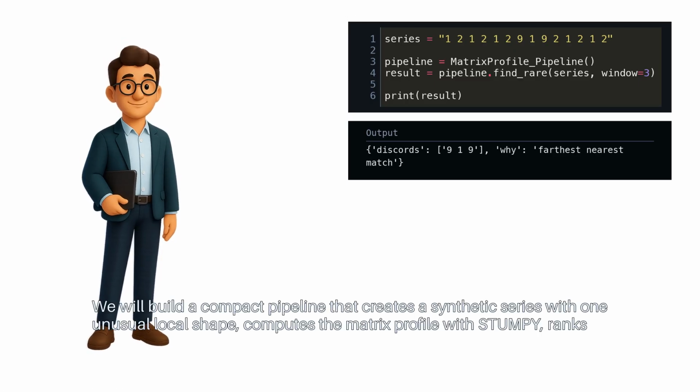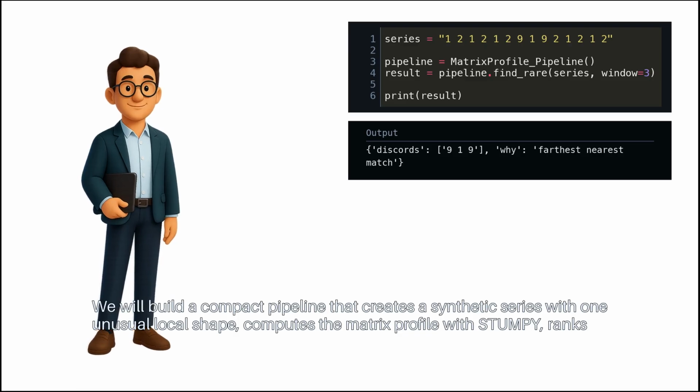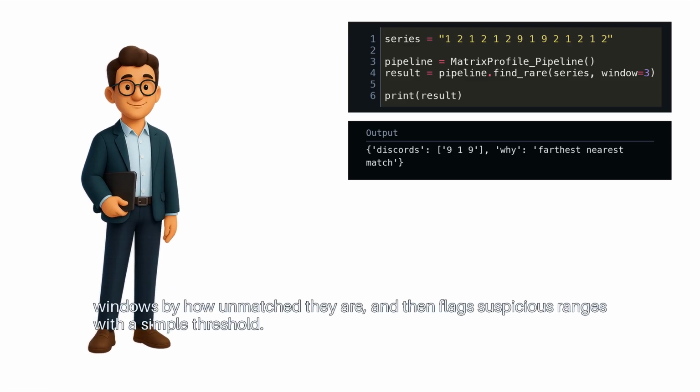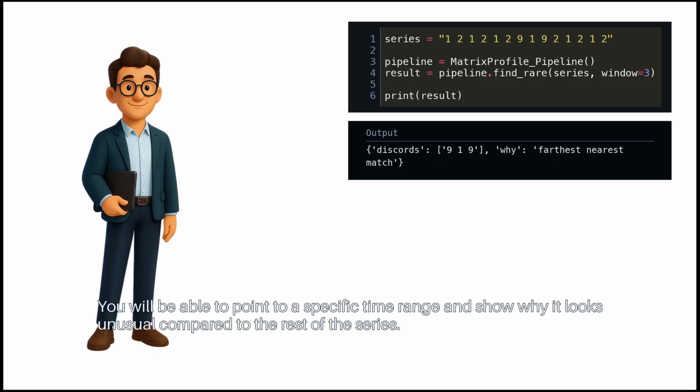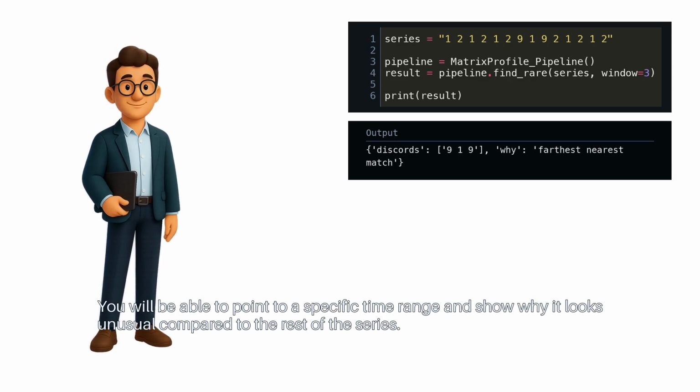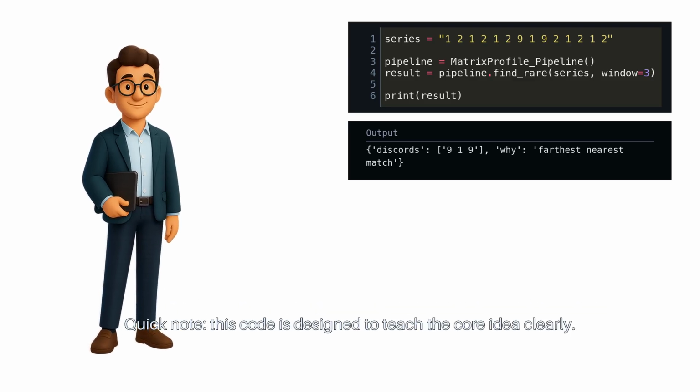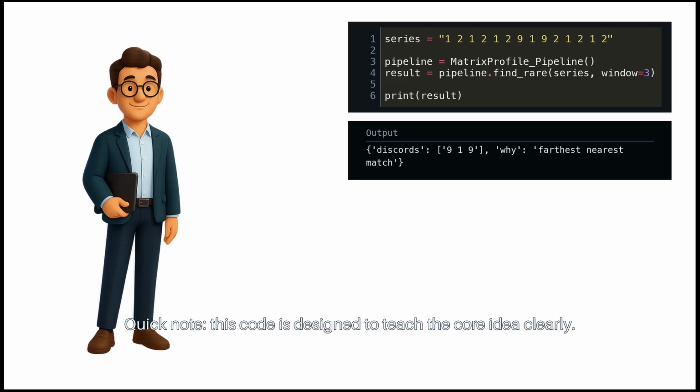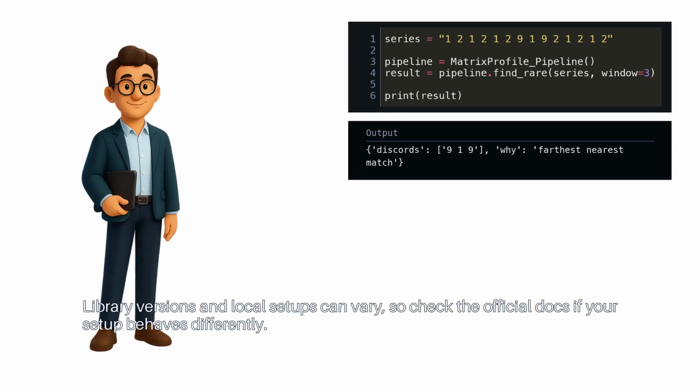We will build a compact pipeline that creates a synthetic series with one unusual local shape, computes the matrix profile with STUMPY, ranks windows by how unmatched they are, and then flags suspicious ranges with a simple threshold. You will be able to point to a specific time range and show why it looks unusual compared to the rest of the series. Quick note, this code is designed to teach the core idea clearly. Library versions and local setups can vary, so check the official docs if your setup behaves differently.